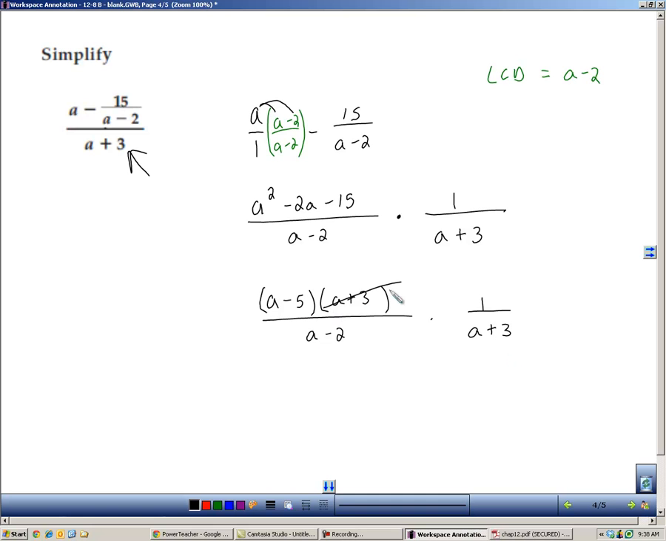Now I can cancel the factors a plus 3, and it looks like an a minus 5 on the top, an a minus 2 on the bottom. Nothing else cancels, so I'm done.